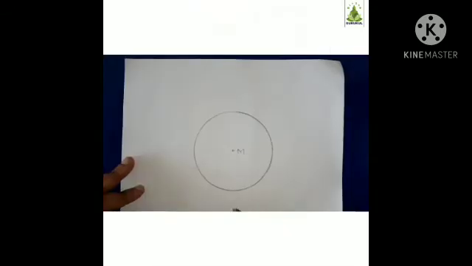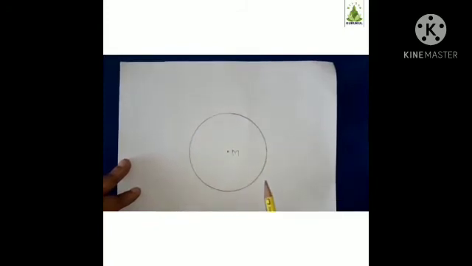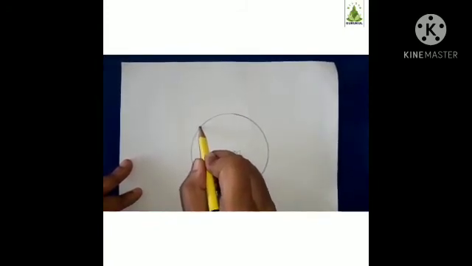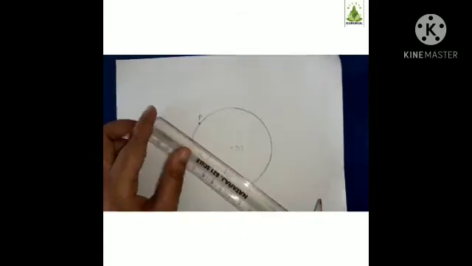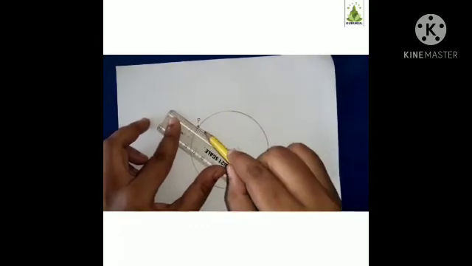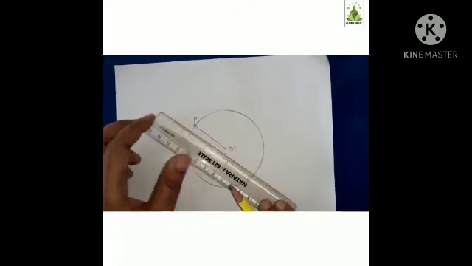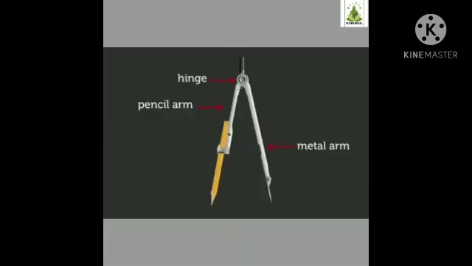Now radius. Name the center of the circle M. Take any point P on the circle. Draw the line MP with your ruler. MP is a radius of the circle. Now let's see how to draw a circle using a compass. Observe this activity.